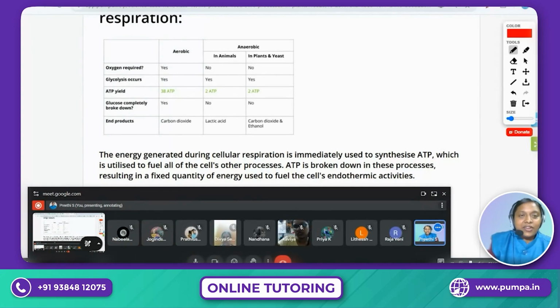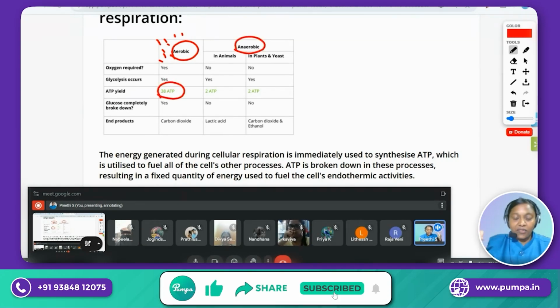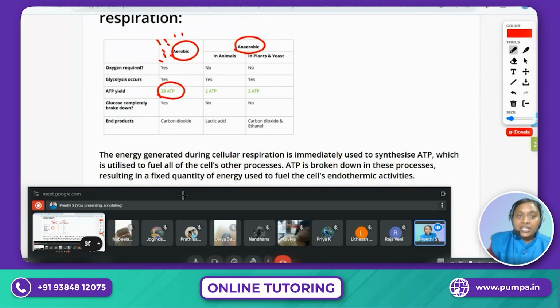In aerobic condition, there is enough oxygen so the food will be completely broken down, so that we can get 38 ATP. But in the case of anaerobic condition, the lack of oxygen condition, the glucose will only be partially broken down. Glucose is completely broken down only in the case of aerobic, not in the anaerobic. Clear, everyone?